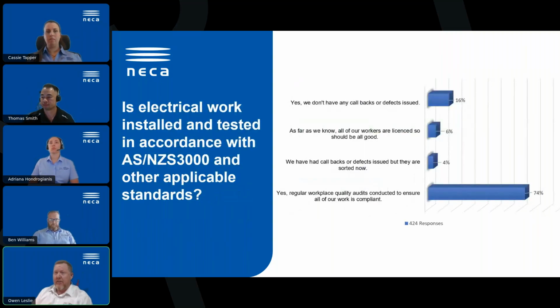Is electrical work installed and tested in accordance with AS 3000 and other applicable standards? So 16% say that they're compliant with this because they don't have any callbacks or defects issued. 6% say, as far as we know, all our workers are licensed, so it should be all good. 4% response was, we've had callbacks or defects issued, but they're all sorted now. And 74% say, yes, regular workplace quality audits are conducted to ensure all our work is compliant.